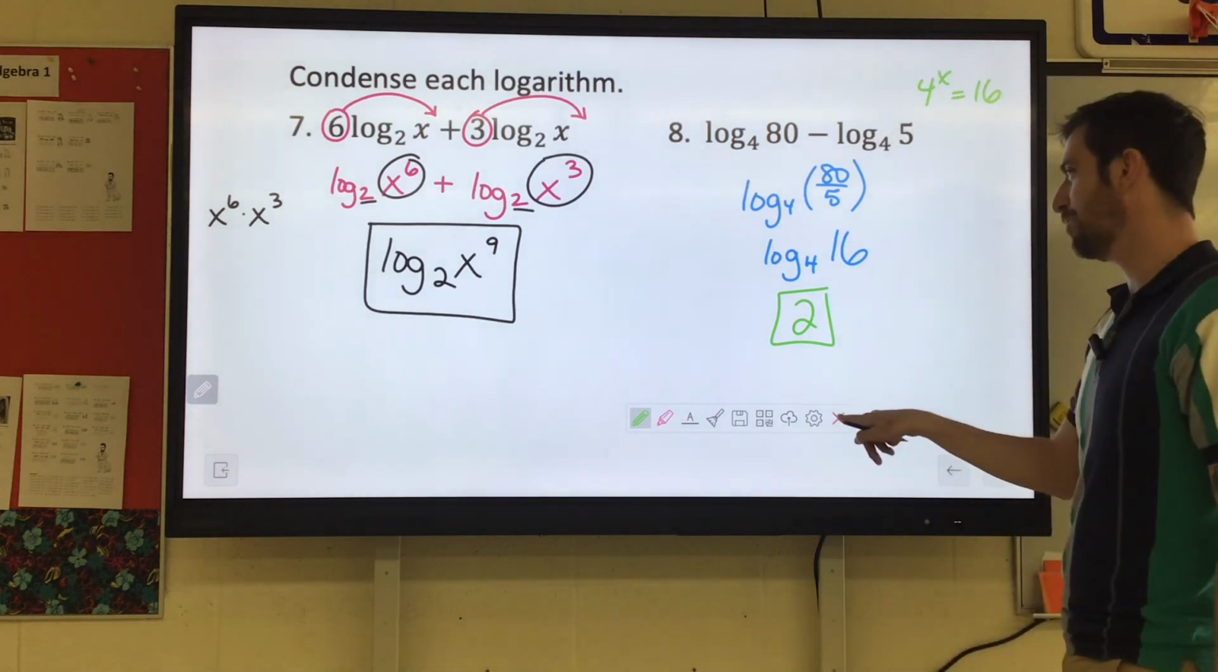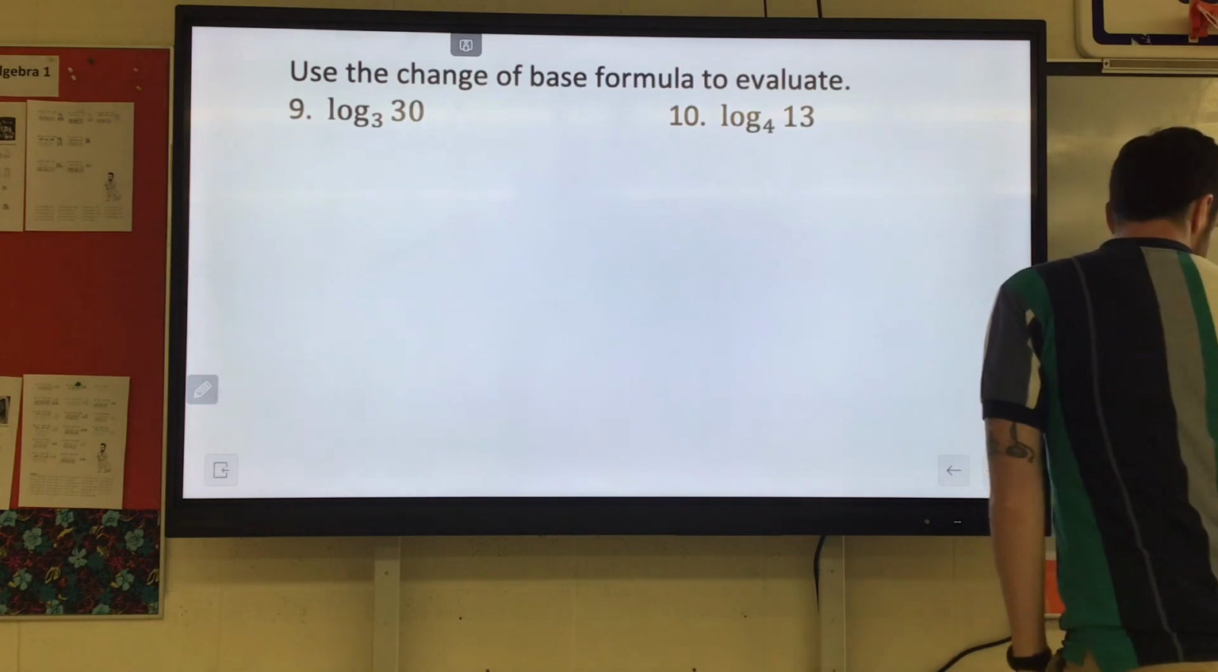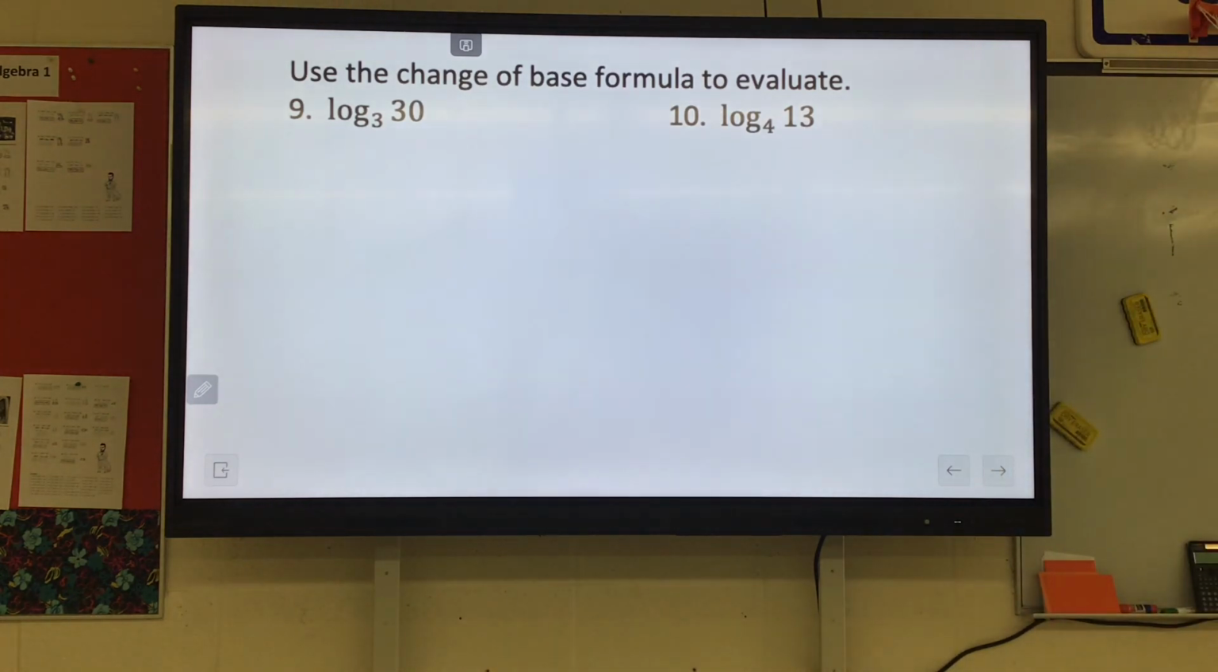I think we got some equations with logarithms next. Change of base formula. I gotta get a calculator for this. Oh my gosh, this is so me, unprepared. Come on now.